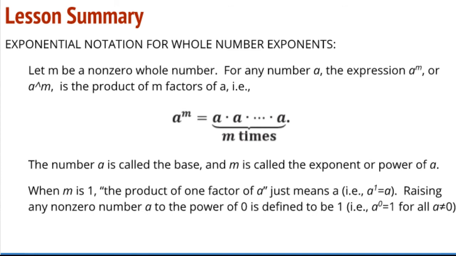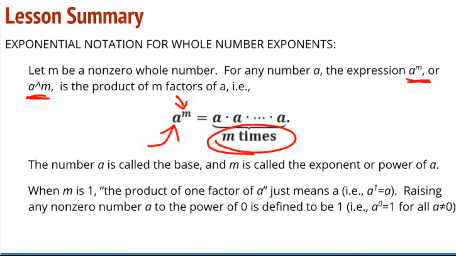So quick look at lesson summary here. Exponential notation for whole number of exponents. So m is a non-zero whole number. And for any number a, which is the base here, a to the m is the product of m factors. So in other words, we're going to multiply a together m number of times. The number a is called the base and m is the exponent or power of a.